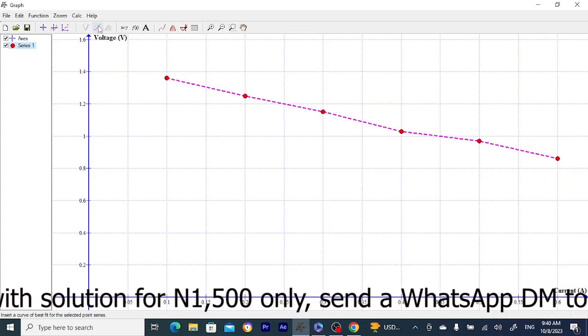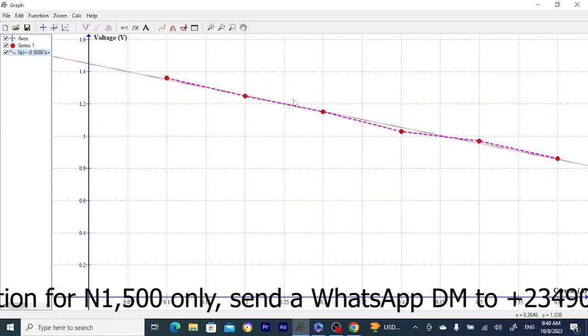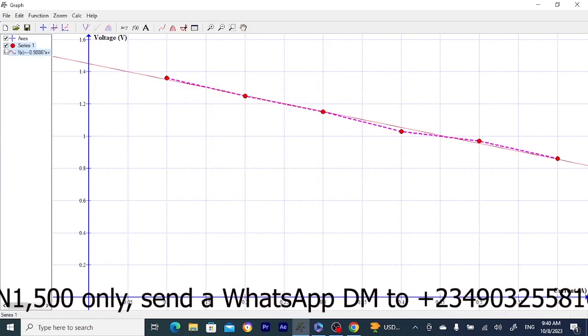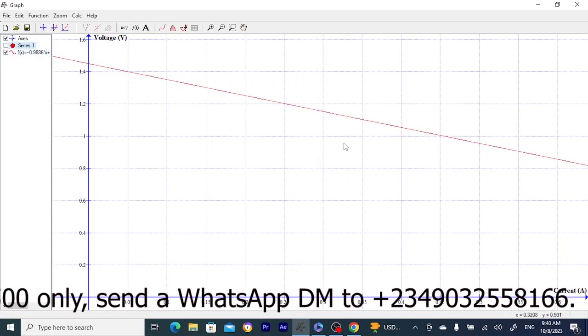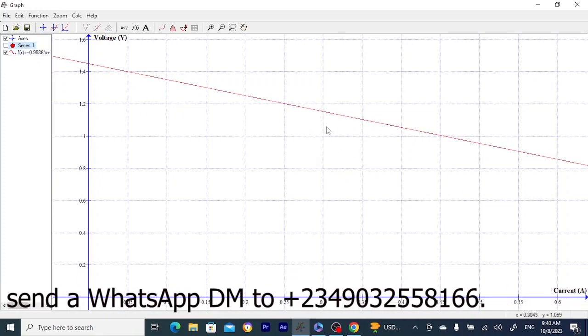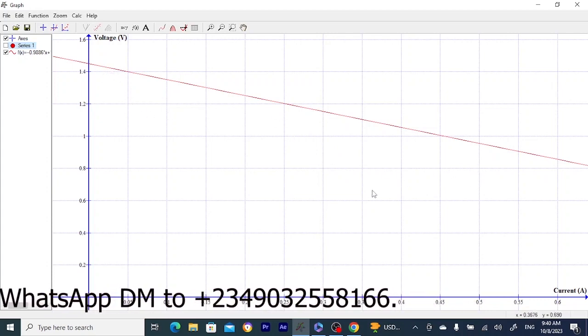So I'll just pick here. This would allow me to take a line of best fit. Okay, so you can see this is now my line of best fit. Let me take off this one so you can see properly. All right, so you can now have this. This is what my line of best fit looks like. I think this should be your graph for that question.